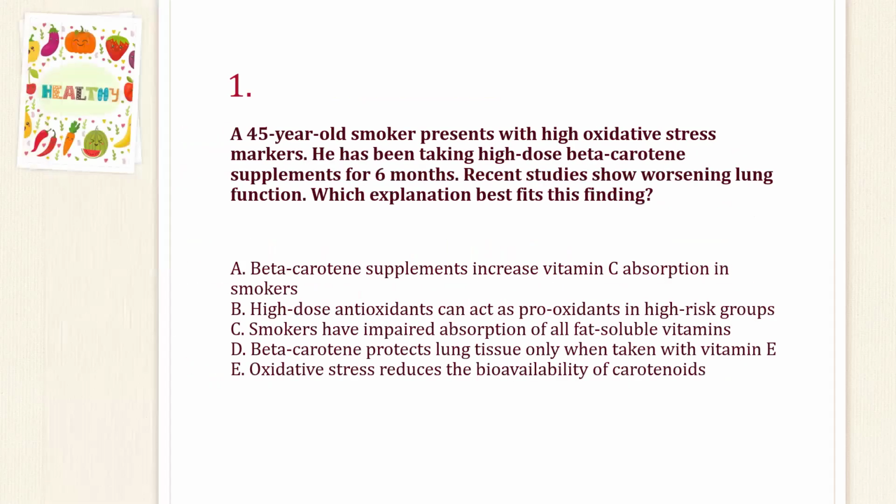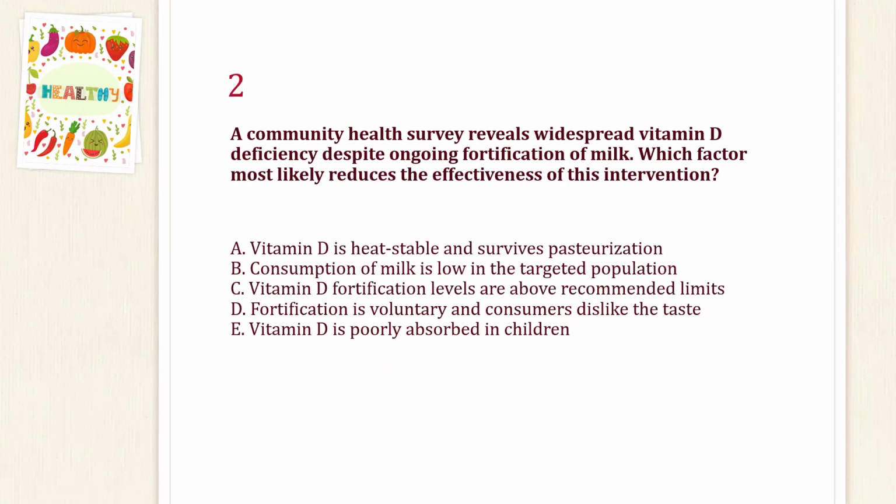Coming to the multiple choice questions, the first MCQ is: a 45-year-old smoker presents with high oxidative stress markers. He has been taking a high dose of beta carotene supplements for the past 6 months. Recent studies show worsening lung function. Which explanation best fits this finding? A. Beta carotene supplements increase vitamin C absorption in smokers. B. High doses of antioxidants can act as a pro-oxidant in high risk groups. C. Smokers have impaired absorption of all fat soluble vitamins. D. Beta carotene protects lung tissue only when taken with vitamin E, or if oxidative stress reduces the bioavailability of the carotenoids. The right answer is B.